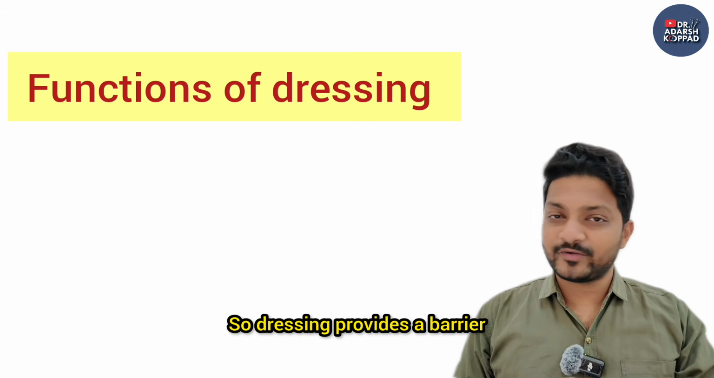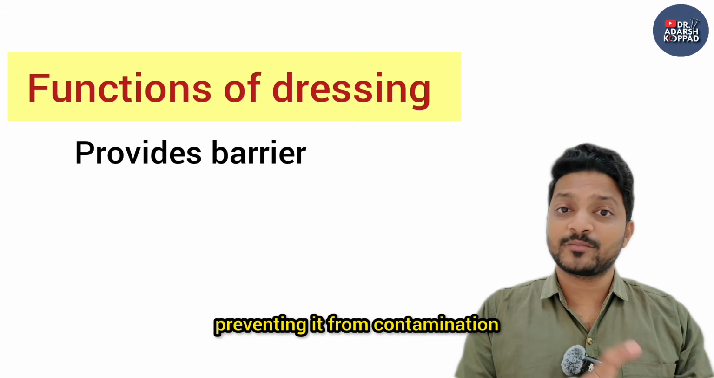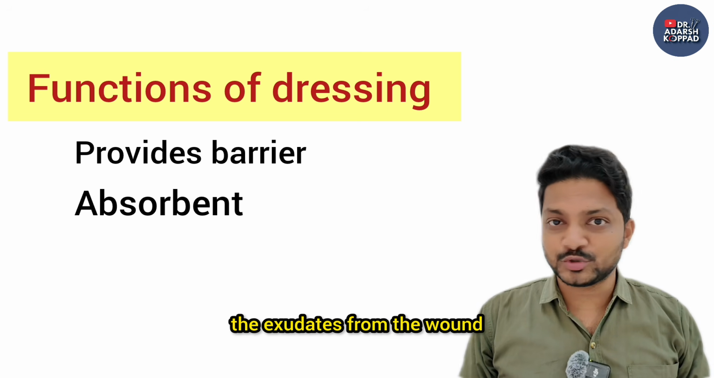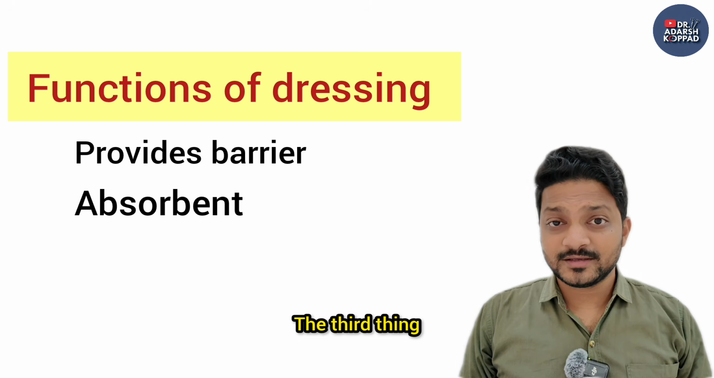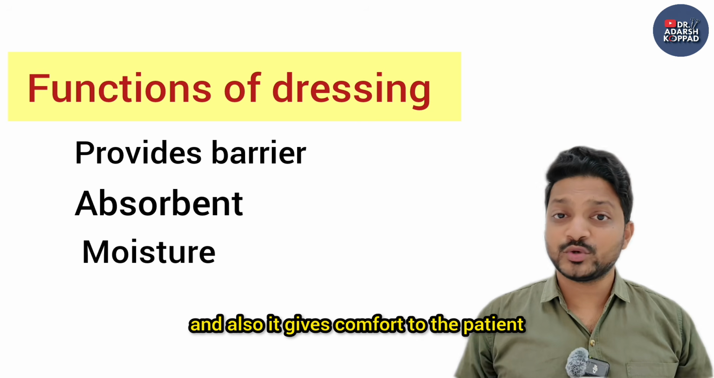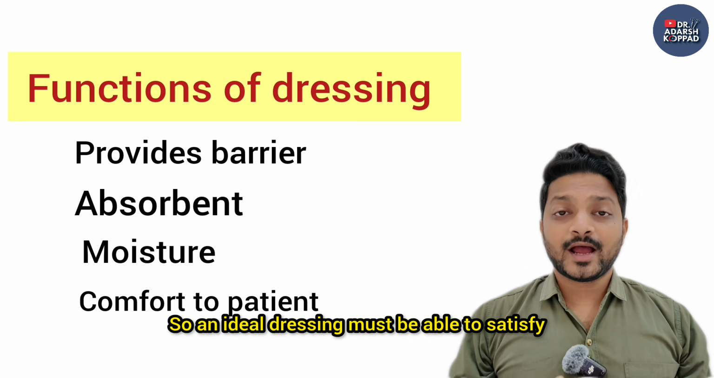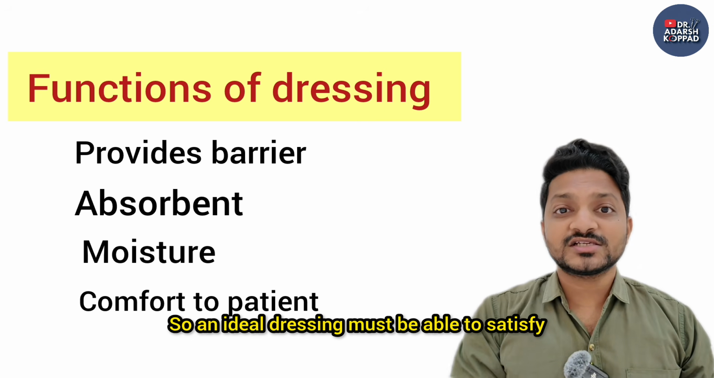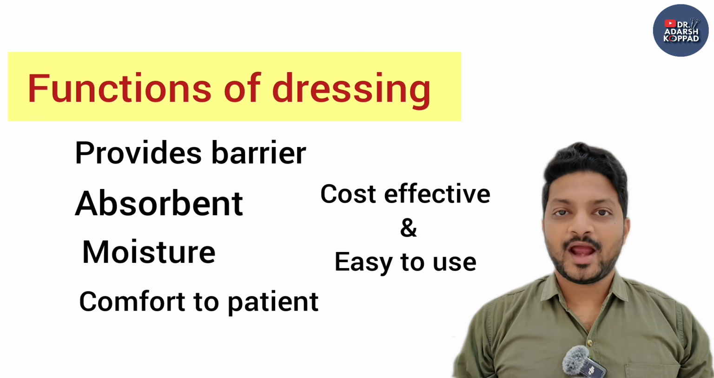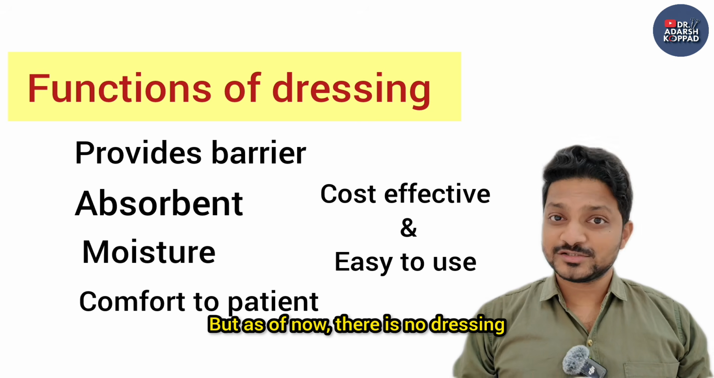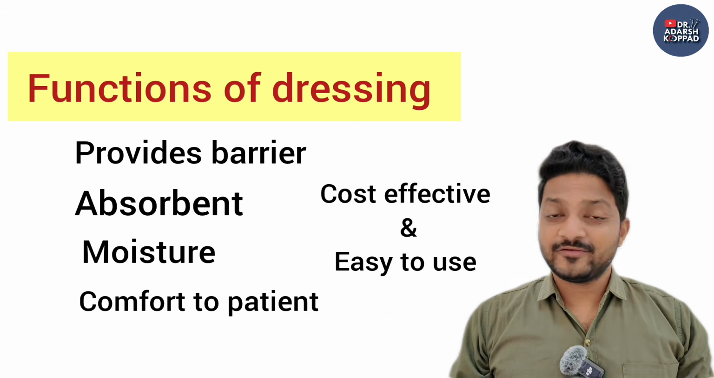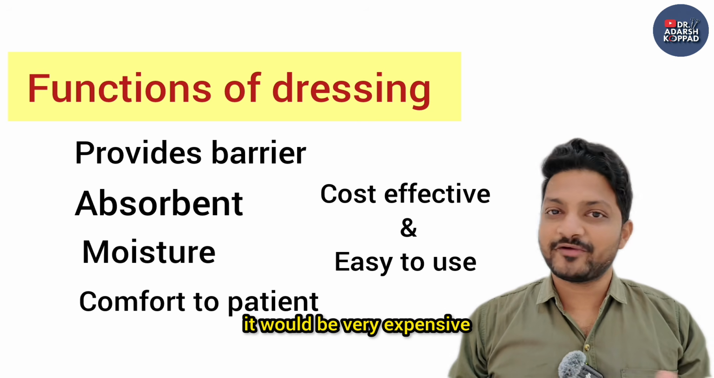So a dressing provides a barrier, preventing contamination. It acts as an absorbent material to absorb the exudates from the wound. The third thing, it provides a moist environment for better wound healing. And also it gives comfort to the patient. So an ideal dressing must be able to satisfy all these functions. Along with that, it has to be easy to use and cost effective. But as of now, there is no dressing which satisfies all these criteria. Even if it did, it would be very expensive.